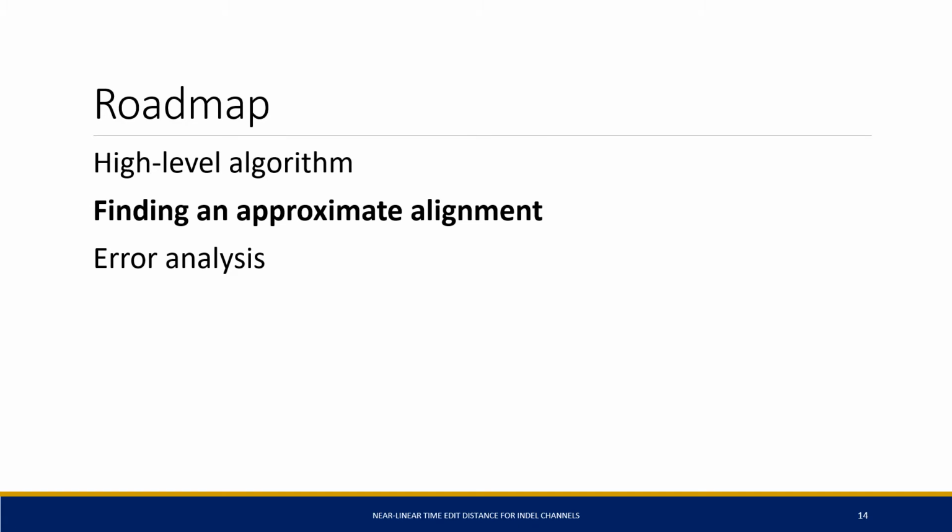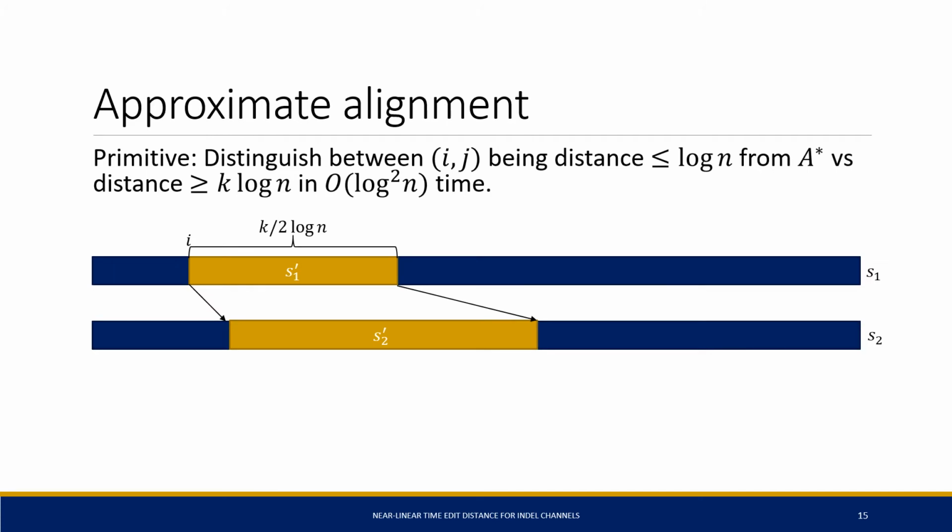So now let's talk about how to find A prime, which again is just an alignment which is very close to the true alignment. So the primitive we're going to use to construct A prime is one which distinguishes between a certain index ij in the DP table being distance at most log n away from A star versus distance at least k log n, and we'll do this in log squared time. So how does the primitive work?